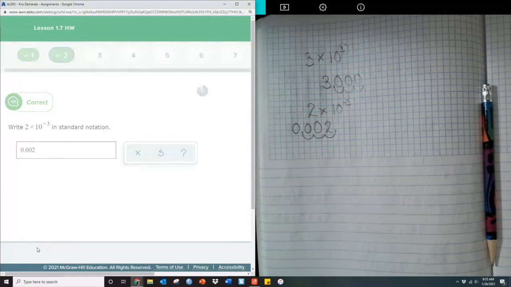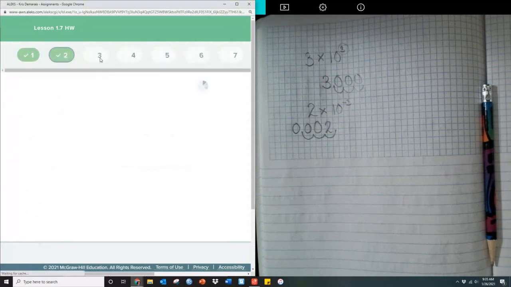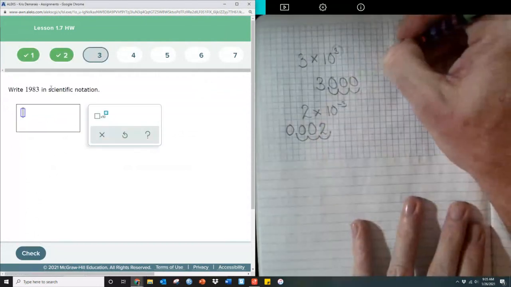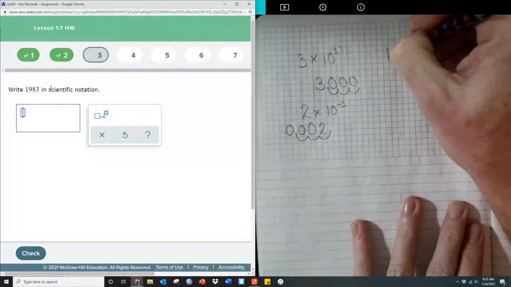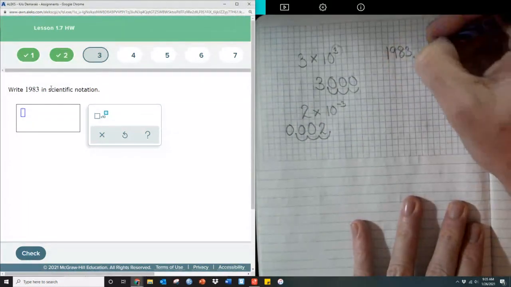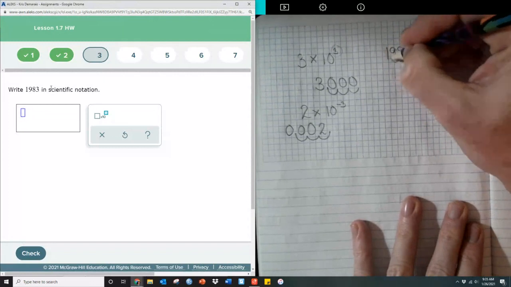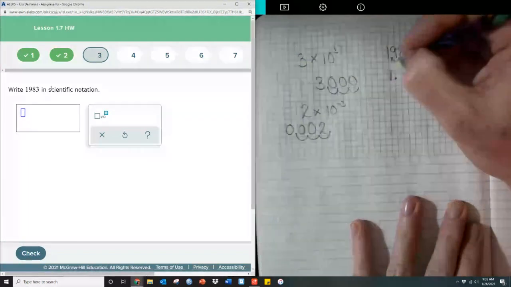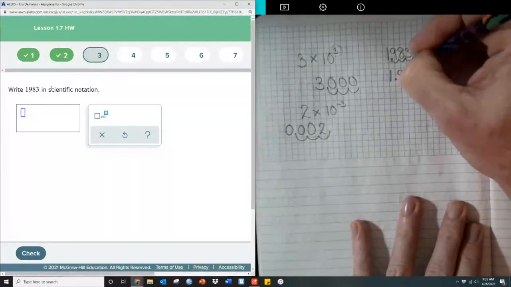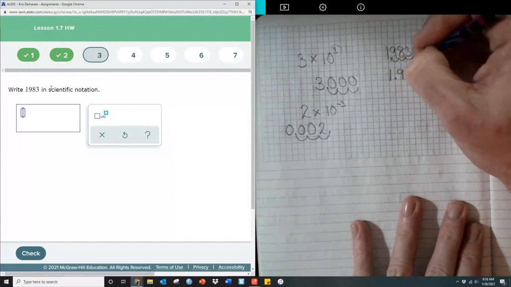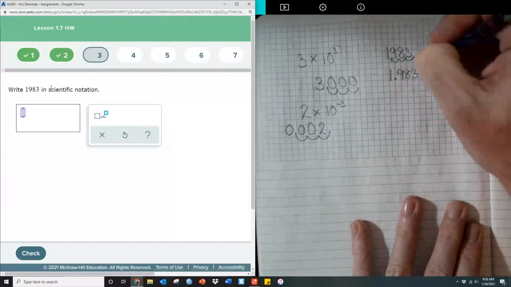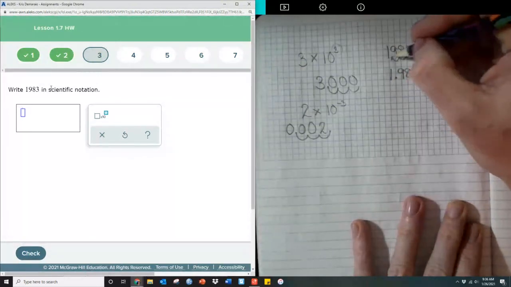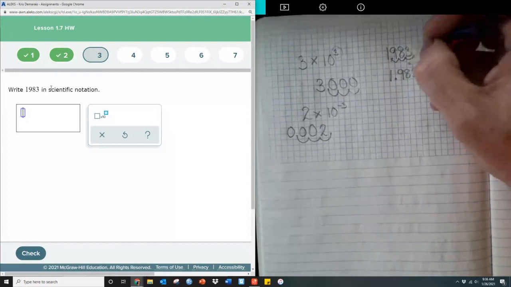It's pretty easy. So, movement of the decimal place. Now we're looking at a number such as 1,983, and we're moving the decimal point 1, 2, 3 units in order to get the number between 1 and 10. Basically, that's what we're aiming at. And 1.983 is in fact between 1 and 10. And how many times did we have to move the decimal place? We had to move the decimal place to the left 3 units.